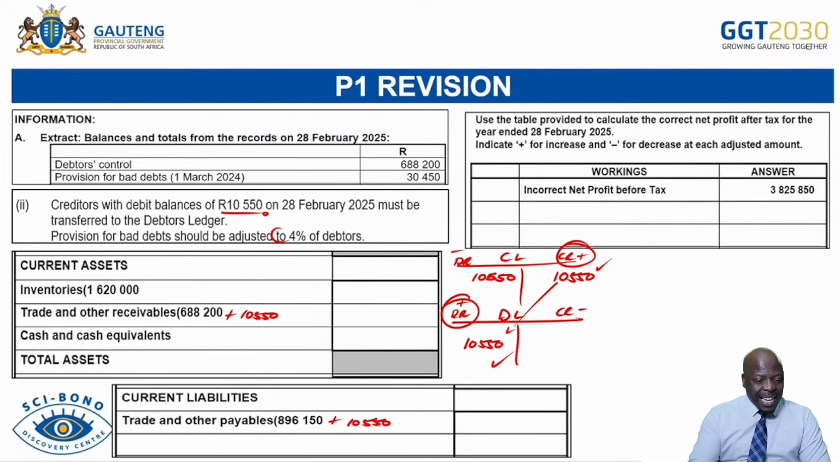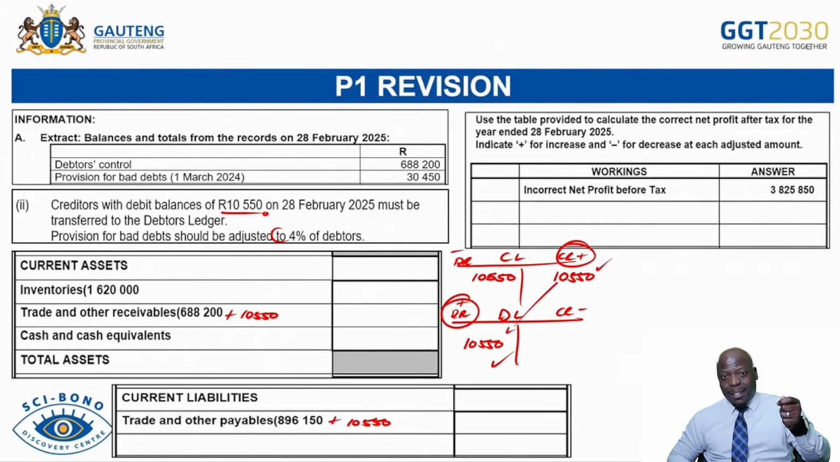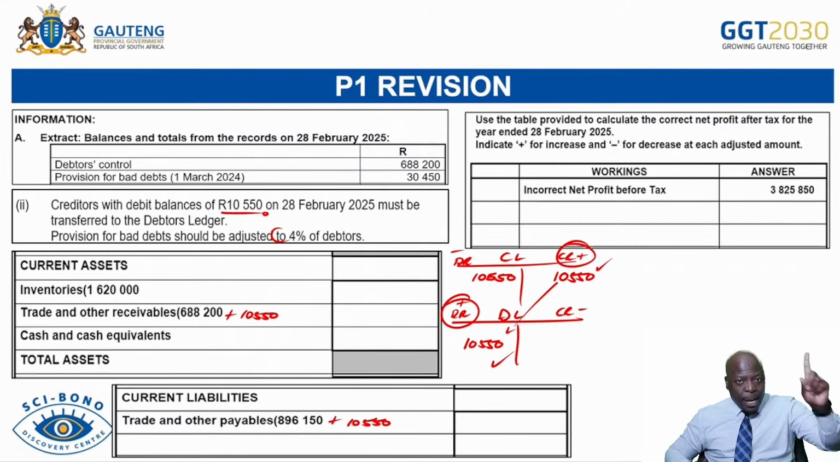This one is creditors with a debit balance. You can also find where you have debtors with a credit balance. And you need to be able to draw the T accounts and see how you can transfer it. But you will never find a situation where in the debtors it's a plus and in the creditors it's a minus.